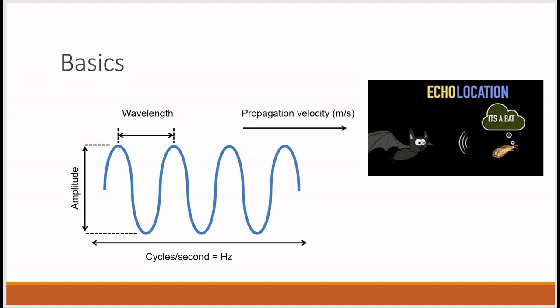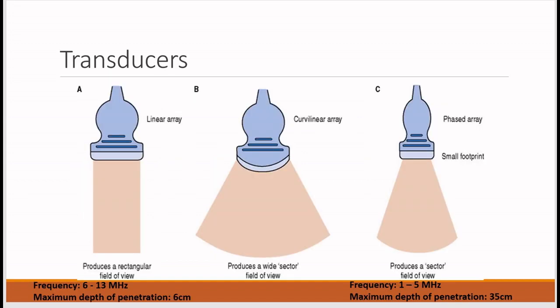So just a little background, ultrasound uses sound waves, just like a bat that uses echolocation, and it's got wavelength and frequency. Here are the different types of transducers that are mostly used on ultrasound. We have three types: linear array, curvilinear array, and phased array, also known as the cardiac probe.